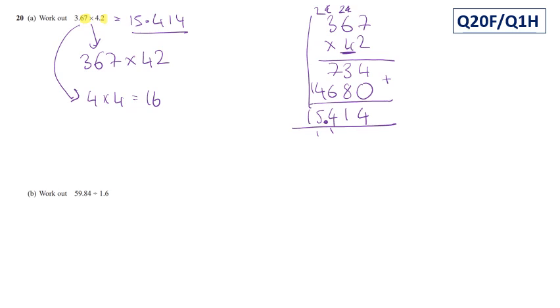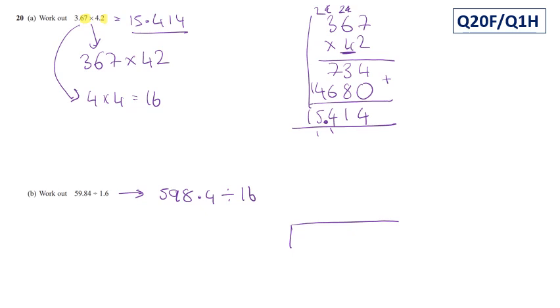Question B, work out 59.84 divided by 1.6. Now, I don't find it helpful to divide by a decimal number. It's not really that easy. So what we're going to do is multiply both these numbers by 10 in order for me to make the number that I'm dividing by into a whole number. So that's going to be 598.4 divided by 16.